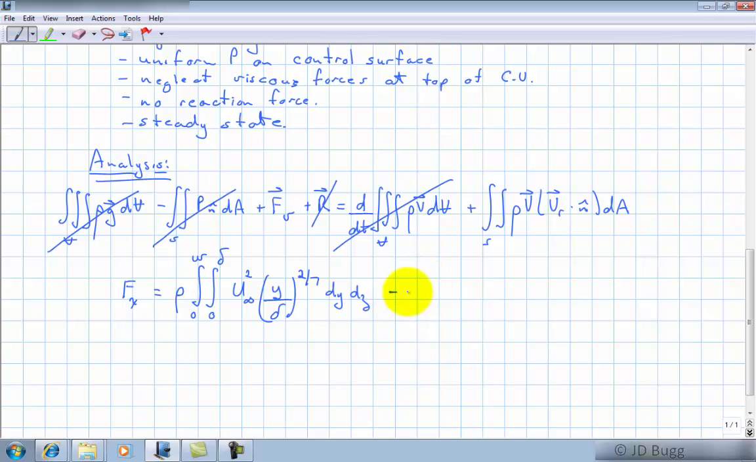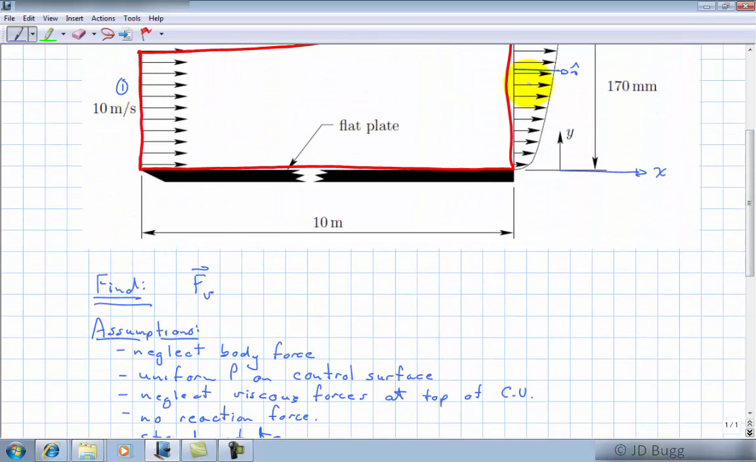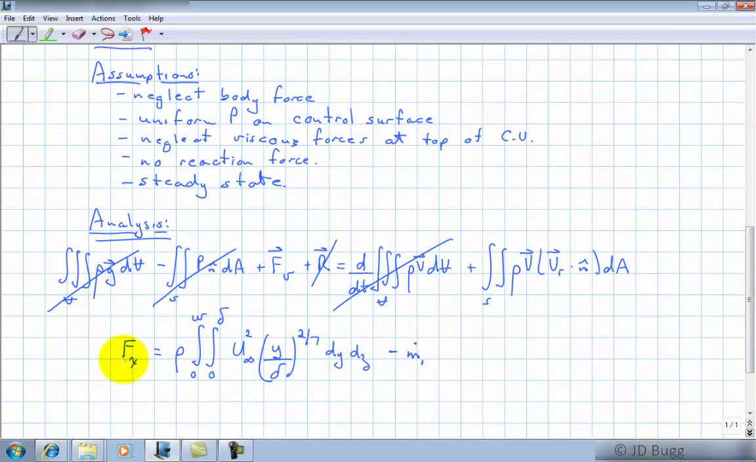So there we can just say minus m dot at the inlet, which we'll label as 1, I guess. So this is 1. This, I guess, is 2. So m dot 1 times the velocity at 1. But remember, we're extracting just the x component, so we just need the x component of the velocity at 1 here, which is u infinity, or 10 meters per second.